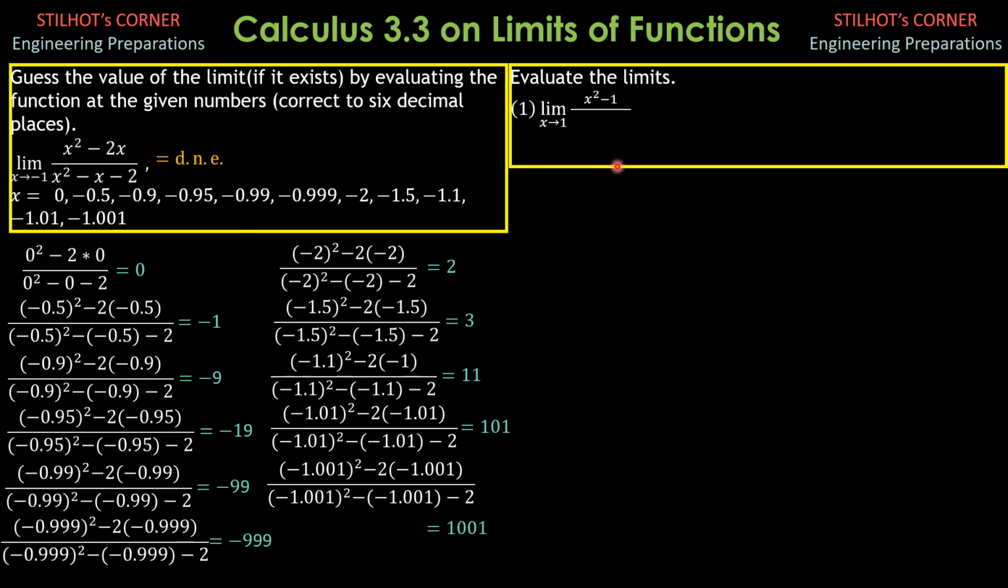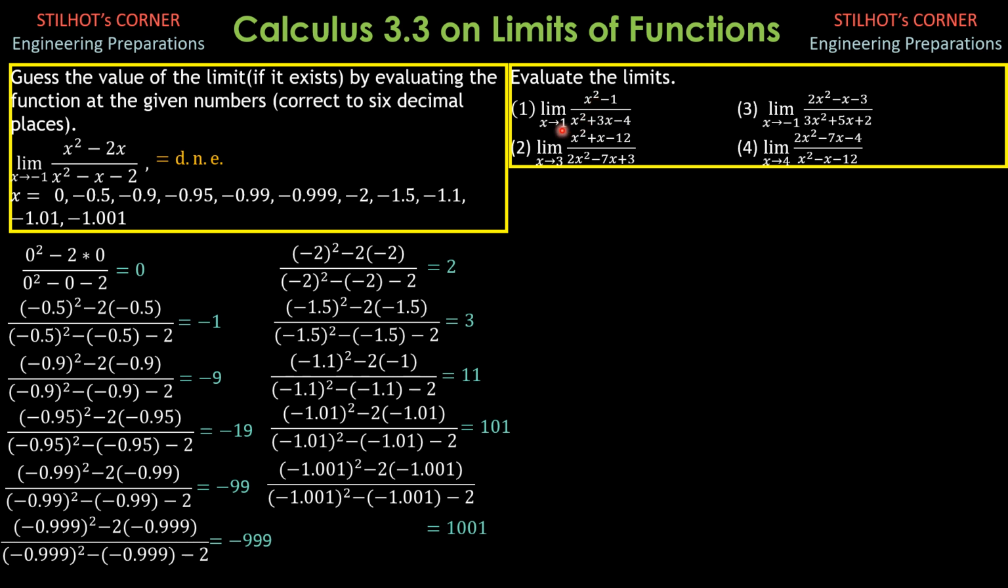Then evaluate the limits. Number 1: the limit as x approaches 1 of (x squared minus 1) over (x squared plus 3x minus 4). Then number 2: (x squared plus x minus 12) over (2x squared minus 7x plus 3), as x approaches 3. By the way, if you want to anticipate the solutions to these problems, you can solve them on your own by pausing the video. Let me just explain for this part.